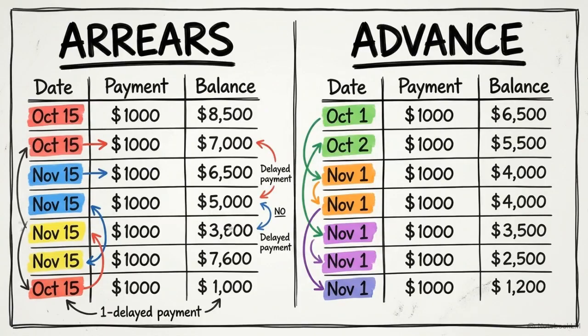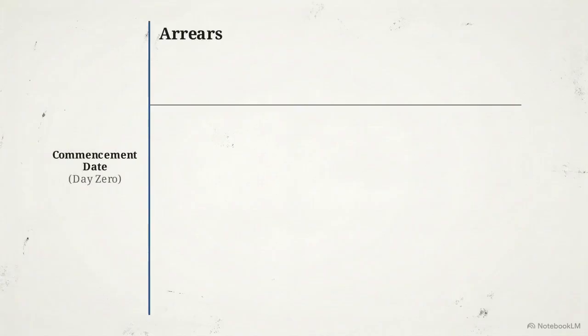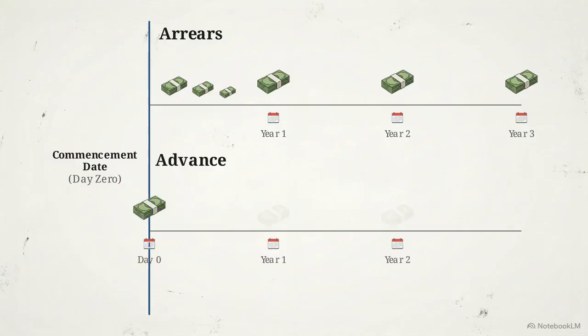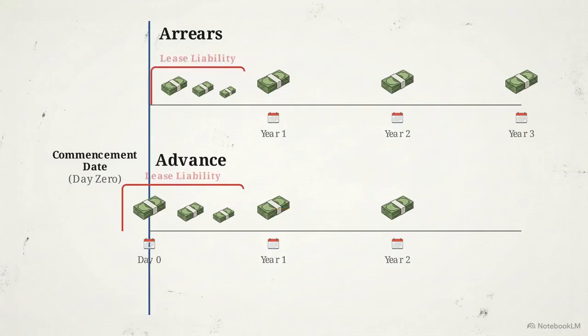The present value math changes completely depending on whether your payments are made in arrears or in advance. This timeline tracks arrears. Cash leaves at year-end, meaning each payment is in the future relative to day 0. You must discount the entire stream back to commencement. For advance payments, the day 1 payment is already at present value. Only discount subsequent future installments.